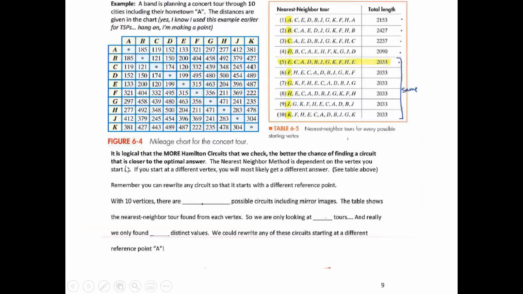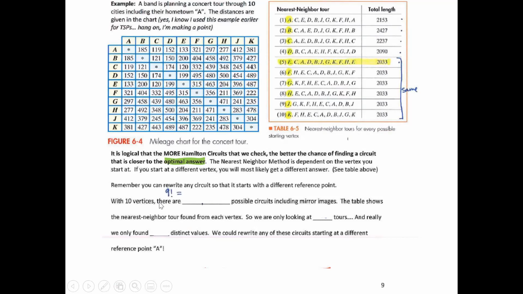It is logical that the more Hamilton circuits we try, the better the chances of finding the circuit closest to the optimal answer, the one with the shortest total. The nearest neighbor method is dependent on the vertex you start off with. So if you start with a different vertex, you will most likely get a different answer. Remember, you can rewrite any circuit so that it starts with a different reference point.